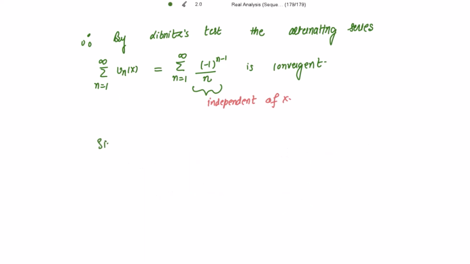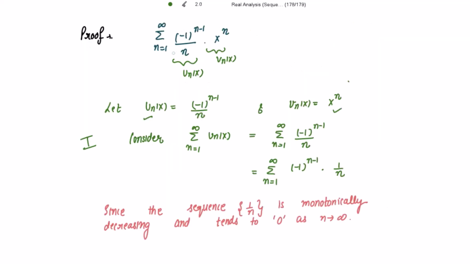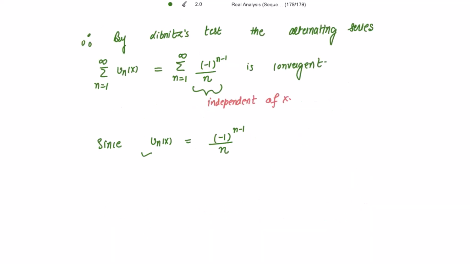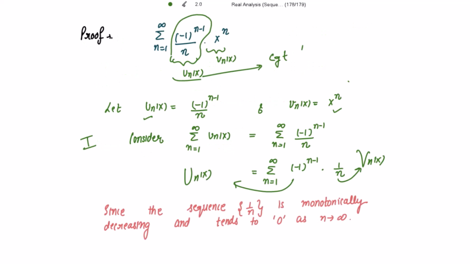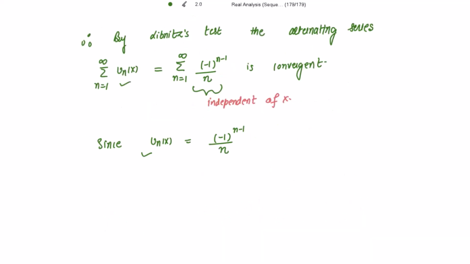So writing this, since u_n(x) is equal to (-1)^(n-1) divided by n. Please remember, here I have taken the small u_n(x). That means I am talking about this complete (-1)^(n-1) divided by n. Please don't confuse this with the capital U_n(x) and the capital V_n(x). Here I have written the small u_n(x), that is convergent by Leibniz test. And now because this u_n(x) is independent of x, we are saying that this series is uniformly convergent.